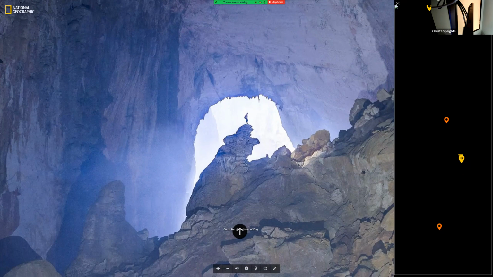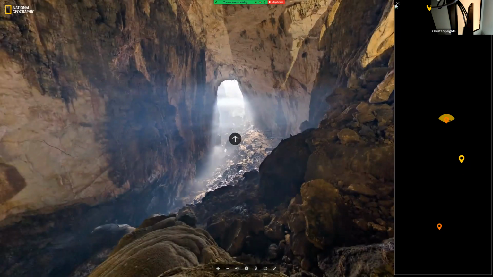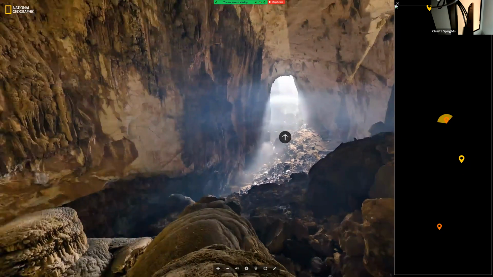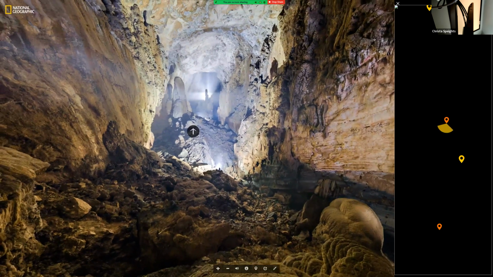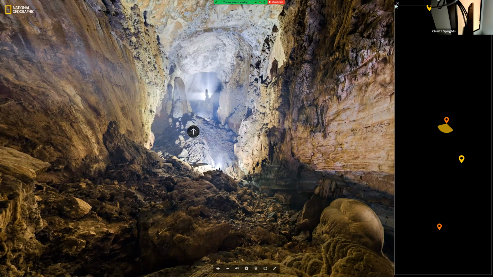Okay, so we're going to now get the view from on top of Hand of Dog, where that person is. So if we turn around, we can look to see where we were before. So we're on Hand of Dog, and that's the stalagmite that we were looking at before. And then you can see a person there, again for scale.